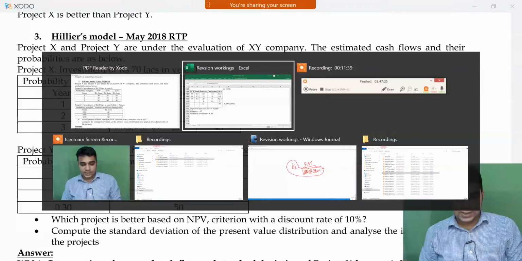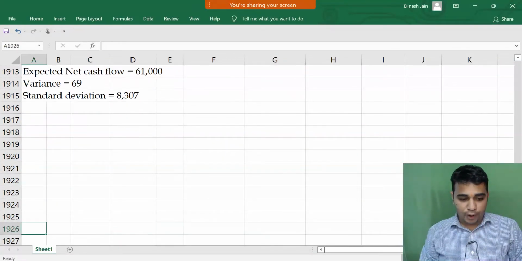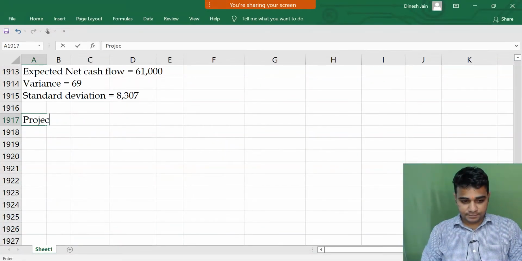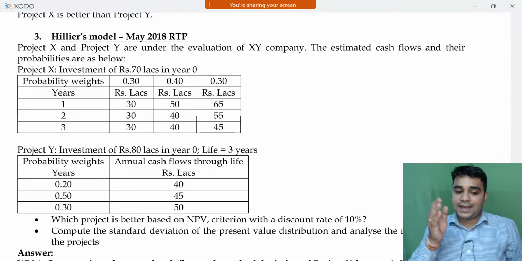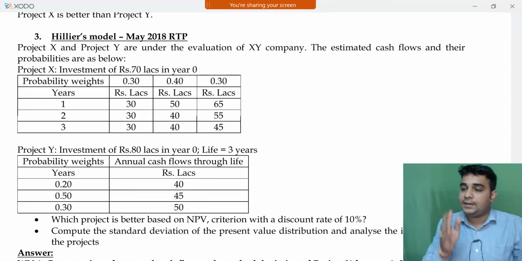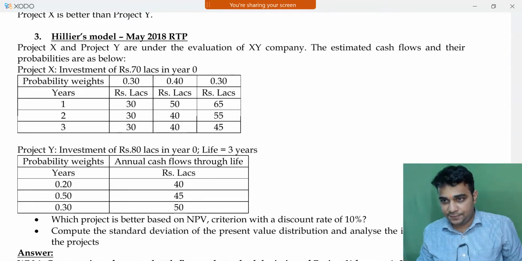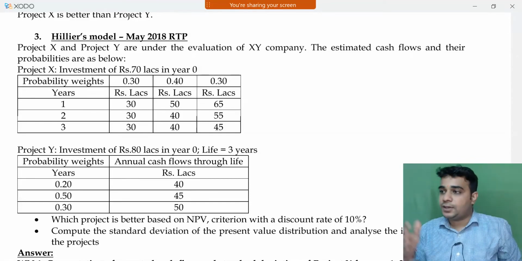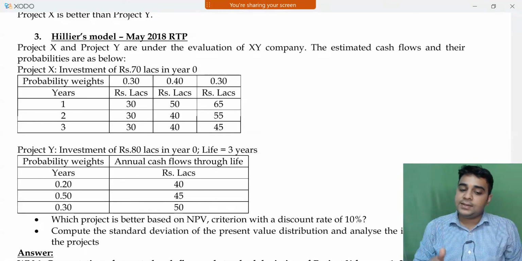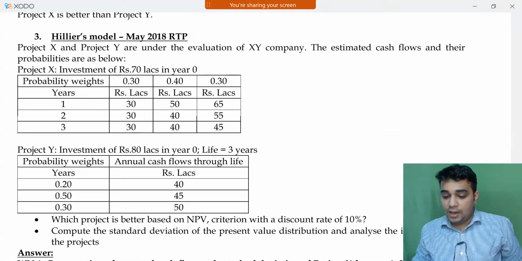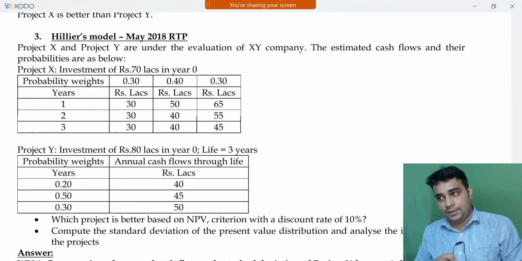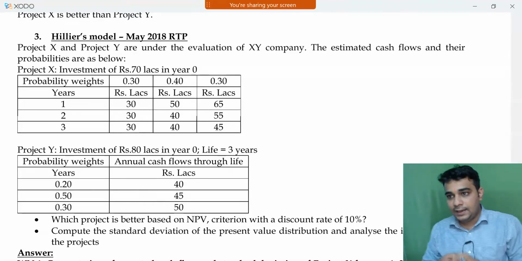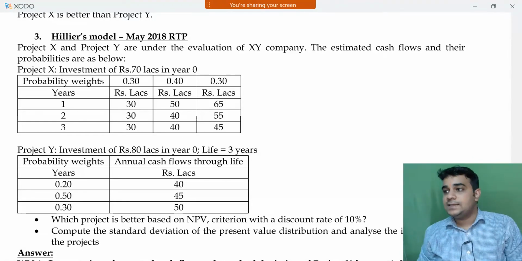Let's come to project X first. For every year they have given the cash flow. For example, year 1 can be 30 or 50 or 65. Year 2 can be 30, 40 or 55. Year 3 can be 30, 40 or 45. For every year, you will have to calculate the expected cash flow as well as the standard deviation.